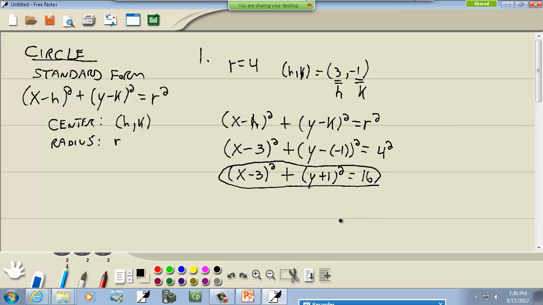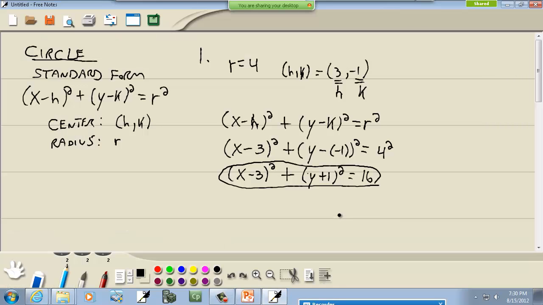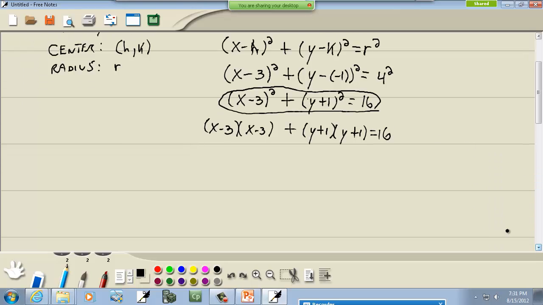Okay. Now the second thing they're asking for is to come up with the general form. General form means get rid of parentheses, get everything over on one side, and we'll see how we rearrange them. So (x minus 3) squared, we can write as (x minus 3) times (x minus 3). And (y plus 1) squared, we can rewrite as (y plus 1) times (y plus 1). Well, x times x is x squared. x times negative 3 is negative 3x. Negative 3 times x is negative 3x. Negative 3 times negative 3 is 9.